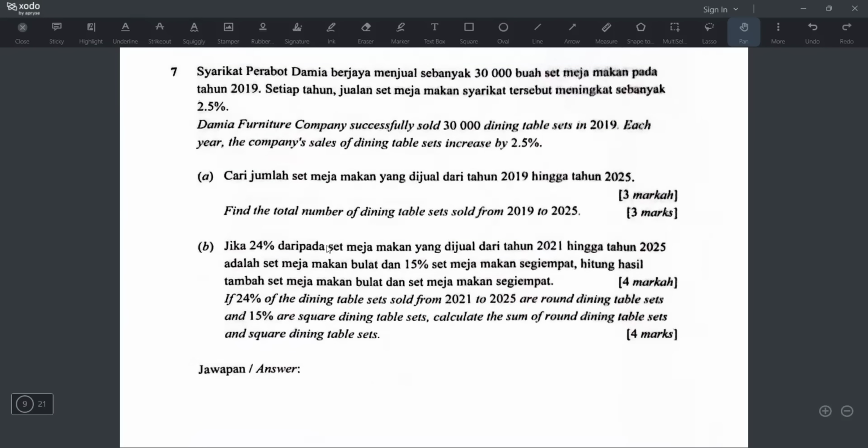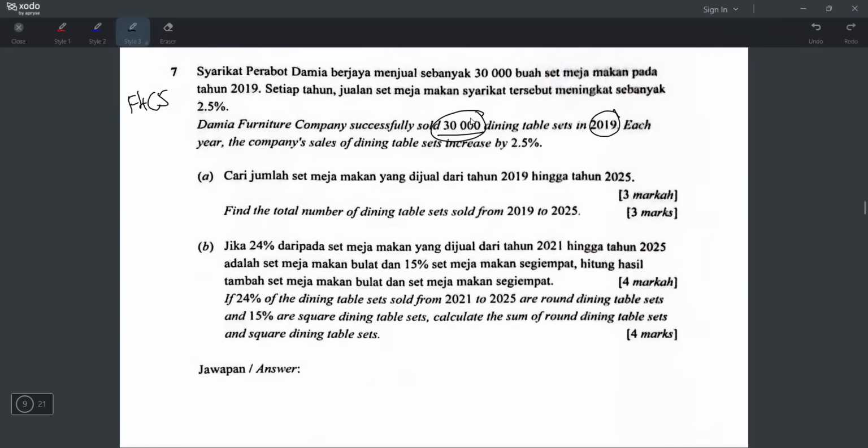Okay, number 7. What chapter is this? This is progression from form 4, chapter 5. Damia Furniture Company successfully sold 30,000 dining table sets in 2019. So this is the sales for the whole year 2019. Each year, it means every year, the company's sales of dining table sets increased by 2.5%. Okay, geometric progression. Because when you increase by a percent, it means you will always multiply with a value. So later I have to use the geometric progression formula. And then part A says find total number of dining table sets from 2019 to 2025.